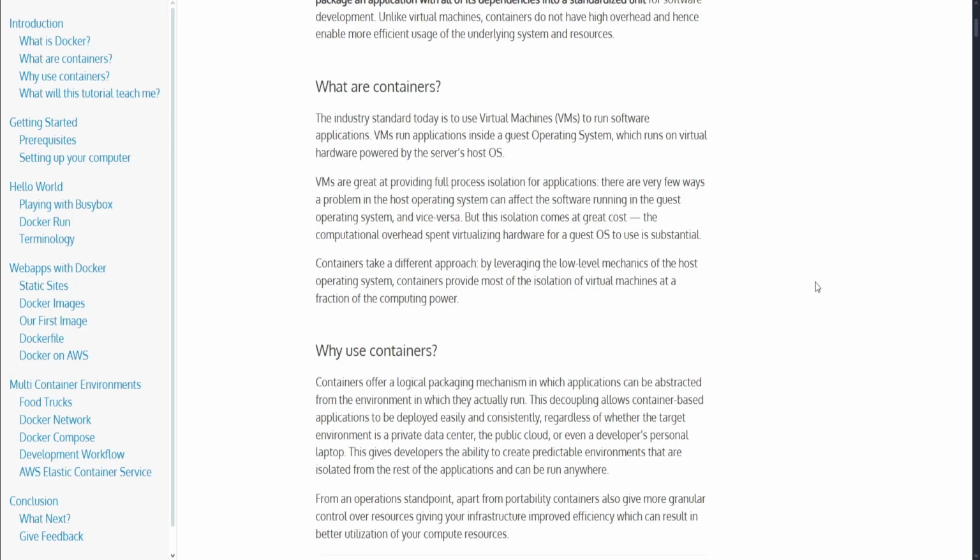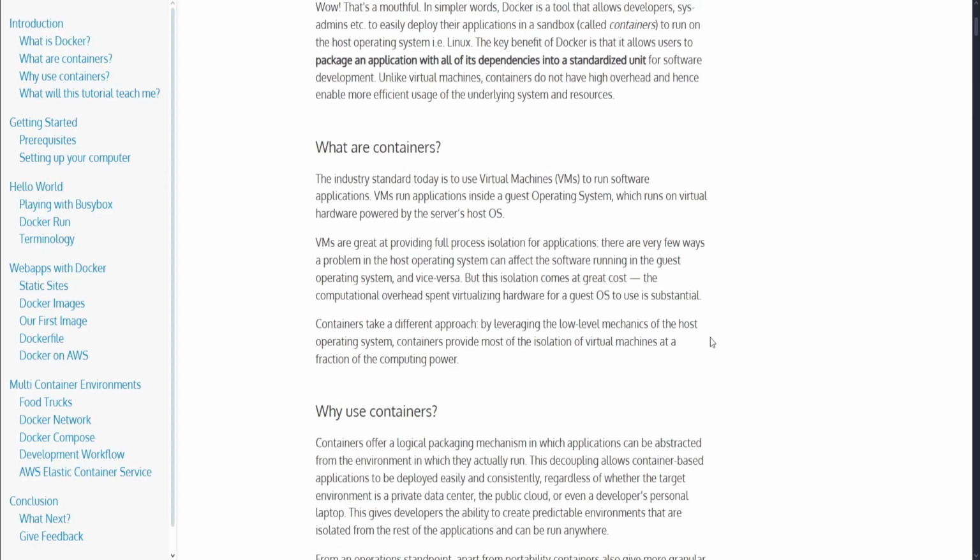And this isolation comes at a great cost. The computational overhead spent virtualizing hardware for a guest OS to use is substantial. And then containers take a different approach. By leveraging the low-level mechanisms of the host operating system, containers provide most of the isolation of virtual machines at a fraction of the computing power.